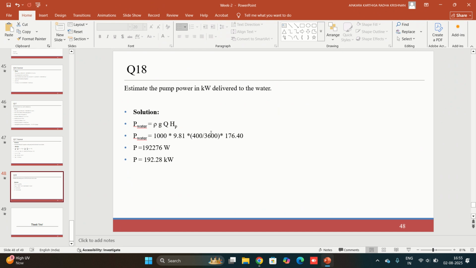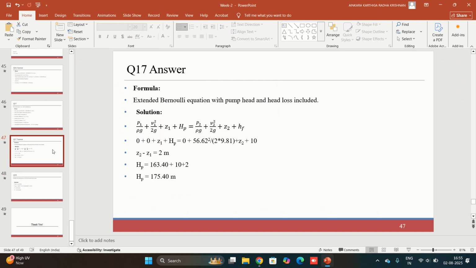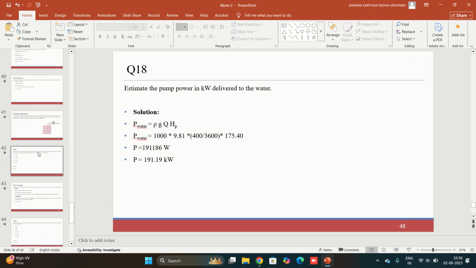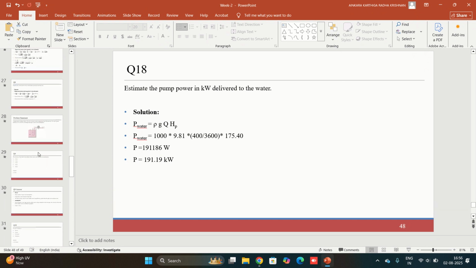So again, if it is 170, how will it be 175.4? Yeah, it is 175.4. 1000 into 9.81 into 400 into 175.4 divided by 3600, it is 191.19 kilowatts. So pump power also varies depending on the pump head.